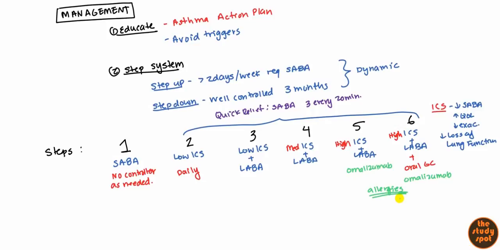So as you can see here, this is the step. So again, inhaled corticosteroids and long-acting beta agonists are kind of found in all of them, but as you go up, the dosage of inhaled corticosteroid goes up, and once you go to stage number 6, you also add an oral glucocorticoid. So that's a good way to memorize it.